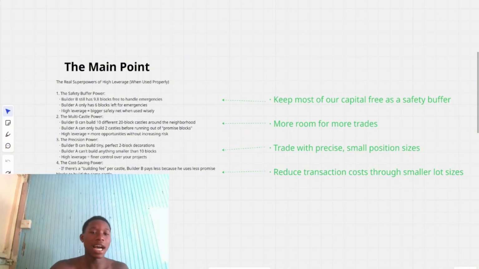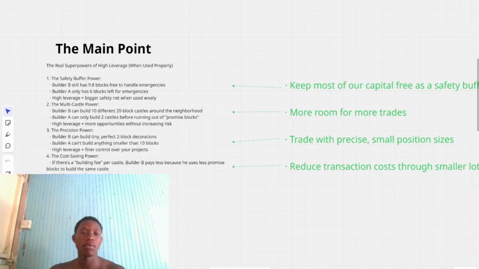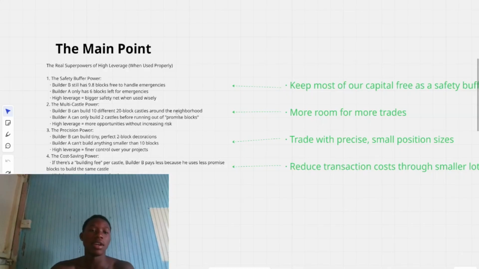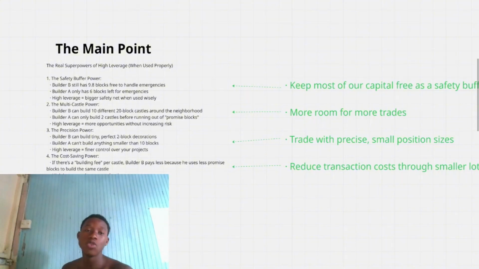The multi-castle power. Builder B can build 10 different 20 block castles around the neighborhood, whereas Builder A can only build 2 castles before running out of promise blocks. High leverage equals more opportunities without increasing your risk. You can basically do more with the little that you have.